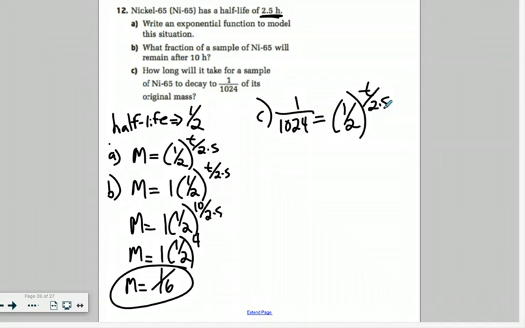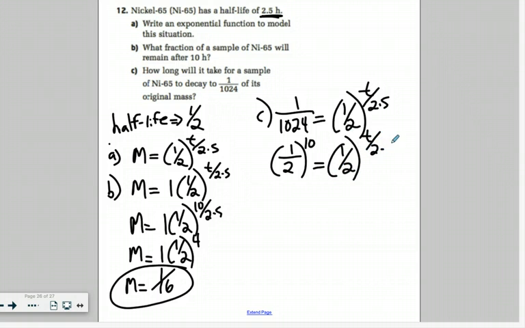So this one can actually be used as a change of base method. Okay, if you've ever played that game 2048, you should notice that 1024 is one of those exponents of 2. Right, it's a power of 2. So even if you can't figure it out quickly, you can always just go back and guess and check, but it is in fact 2 to the power of 10, which means that this 1/1024 can be rewritten as 1/2 to the power of 10, which is equal to 1/2 to the power of t over 2.5. So this one can be done using change of base.